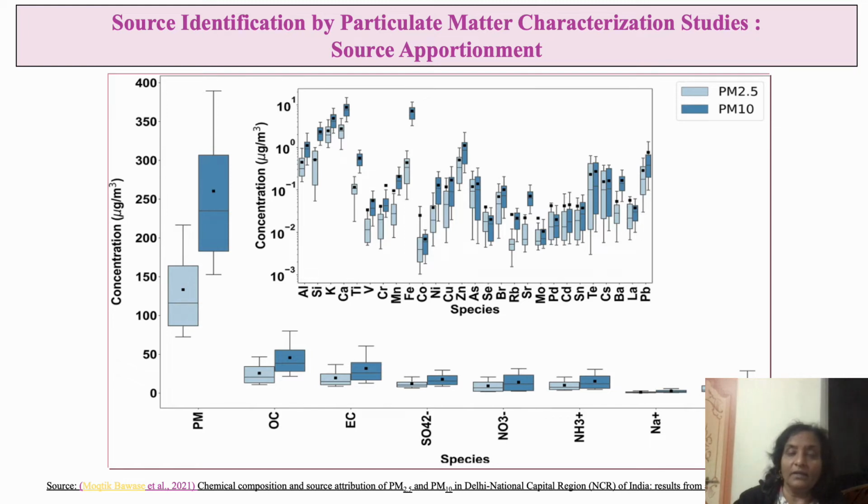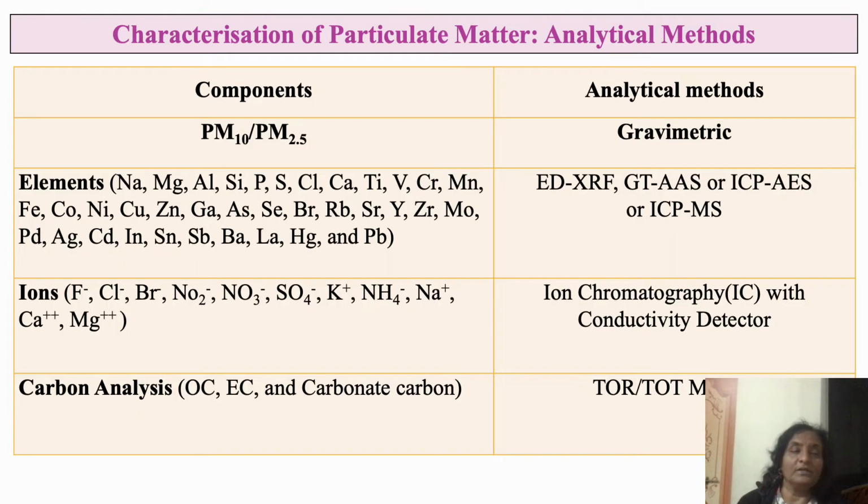So having done that, we come to know the composition. So how do we do it? The elemental analysis, of so many elements, is done by XRF or ICP-MS. The ions, that is anions and cations, are analyzed, and this can be done by ion chromatograph. And carbon analysis, like organic carbon, elemental carbon and carbonate carbon, is done by the TOR, TOT, ECOC analyzer.